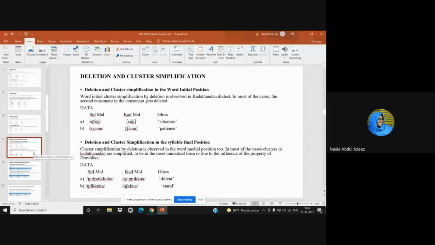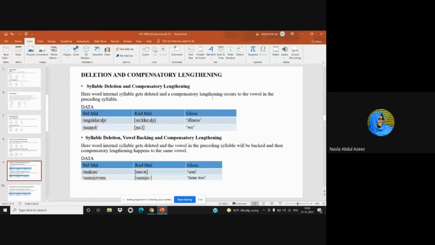Nilkuga becomes nikwa. Here the consonant l in the cluster gets deleted. Now we have, as I said earlier, syllable deletion happening here, but syllable deletion and compensatory lengthening also happen here. I said the Kayari example. There are some other examples of syllable deletion and compensatory lengthening here. That is, Sugakere becomes Sukere.